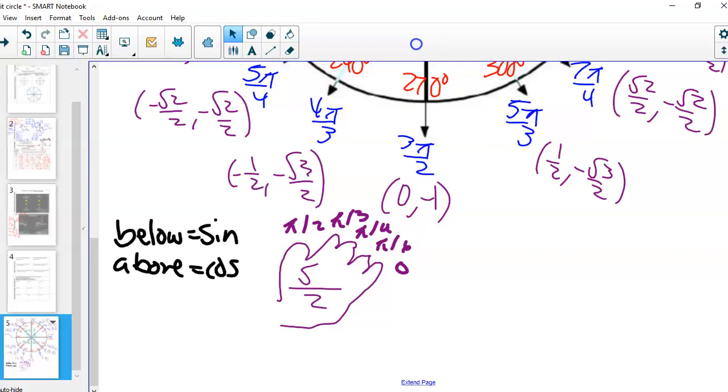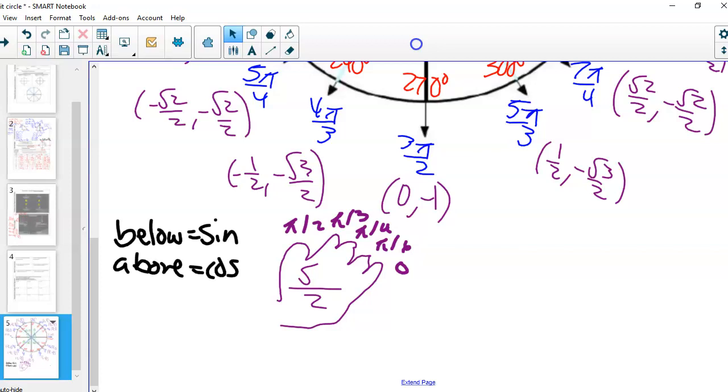If we're looking at our ring finger, how many fingers are above? 3. So if we put 3 in here, we get the square root of 3 over 2. So above, the cosine of pi over 6 is the square root of 3 over 2. Below, how many fingers are below your ring finger? 1. So if we put 1 in here, we get 1/2. So that means the sine of pi over 6 is 1/2.